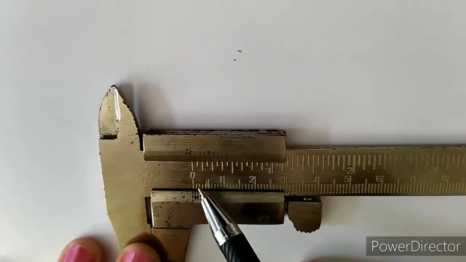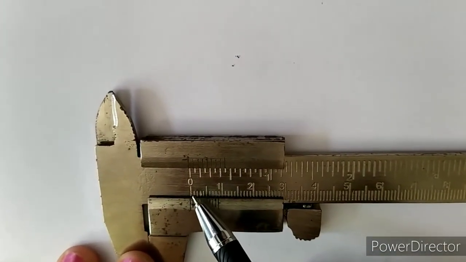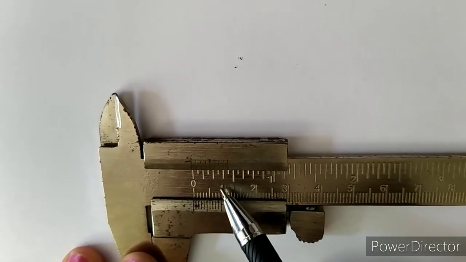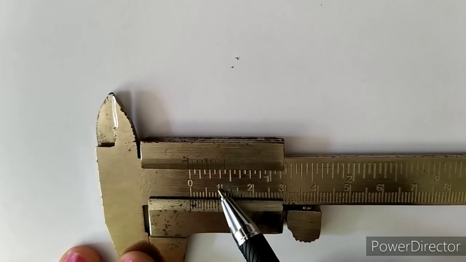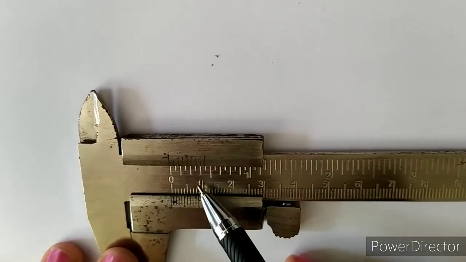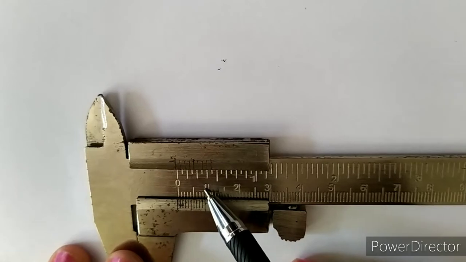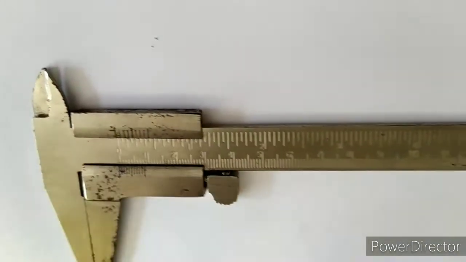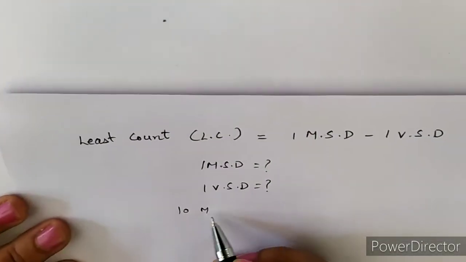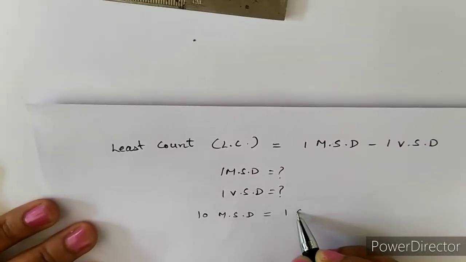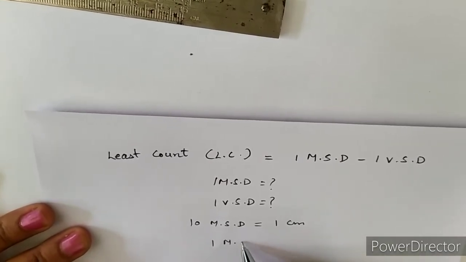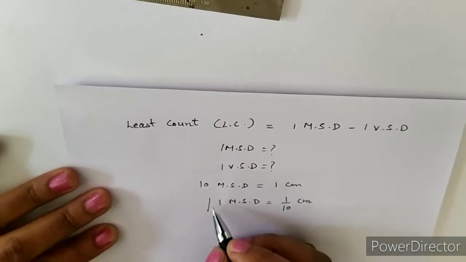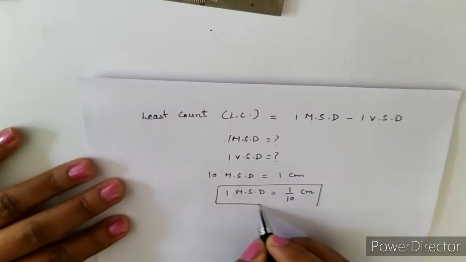So this is the main scale, and to find the value of one main scale division you should see the markings. Here the markings are 1, 2, 3 centimeter. So you see up to here is 1 centimeter. How many divisions are there? There are 10 divisions. So 10 main scale divisions is equal to 1 centimeter. So 1 main scale division is equal to 1 by 10 centimeter. So this is the value of one main scale division.